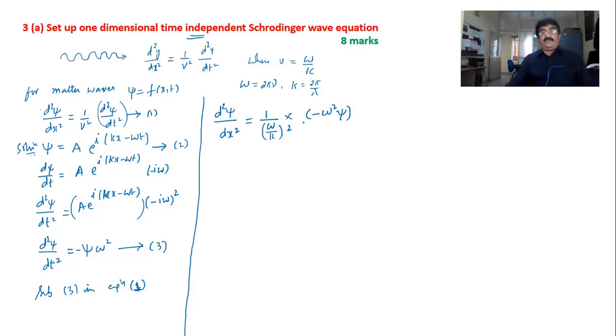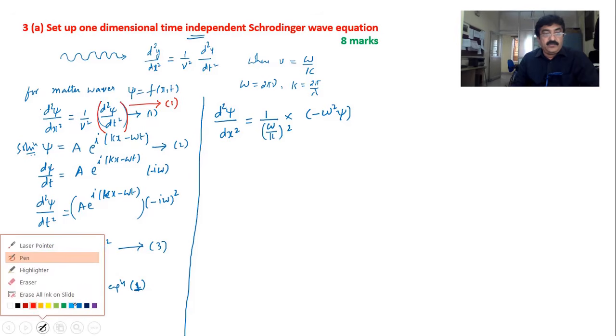Please follow carefully. Take a look at equation 1 once again. This is equation 1. In this equation 1, this second term I am replacing by minus omega square psi, that's all. Okay, continue further.